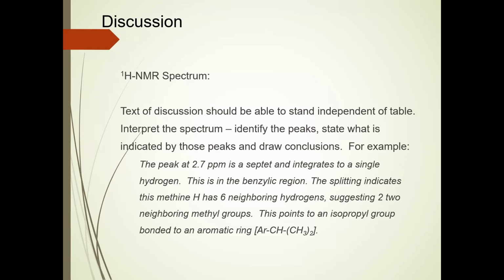So for example, there's a peak at 2.7 ppm. That peak is a septet and integrates to 1 hydrogen. So now I know what's there. And so then you can tell me what it means. 2.7 ppm is in the benzylic region. The splitting indicates it has 6 neighbors, suggesting 2 neighboring methyl groups. And then you can say this correlates with hydrogen, what was D in that structure on the previous slide. This is hydrogen D, or this points to an isopropyl group.